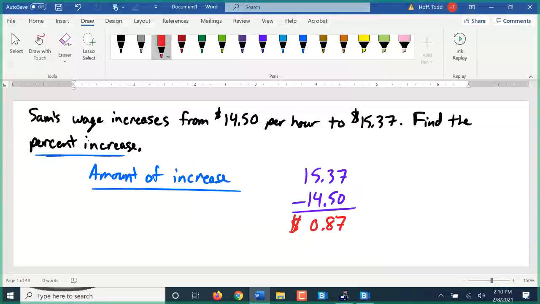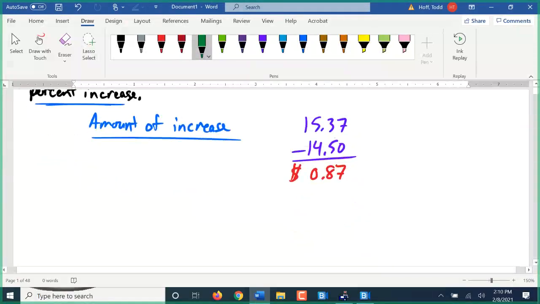So then we define that percent. I have to shift my beard here into my mouth all the time.